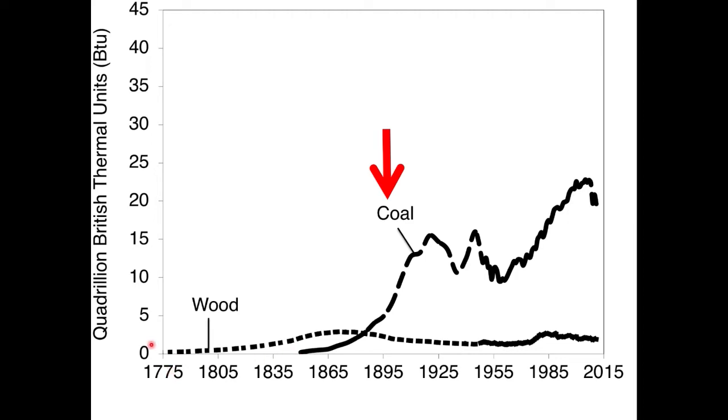So now we're back to the same plot I showed earlier with our quadrillion British thermal units on the y-axis and time on the x-axis from 1775 until 2015. Wood is here that we saw earlier, and now look what happens with coal. So here we are, 1893, the World's Fair. Edison invents the first coal-fired power plant about here, early 1880s, and our appetite for coal took off. Now, there are some ups and downs in here that I'm going to ignore for this class, but I just want you to see the trend, which is this incredible increase in our use of coal to generate electricity and to power locomotives for the purpose of transportation.